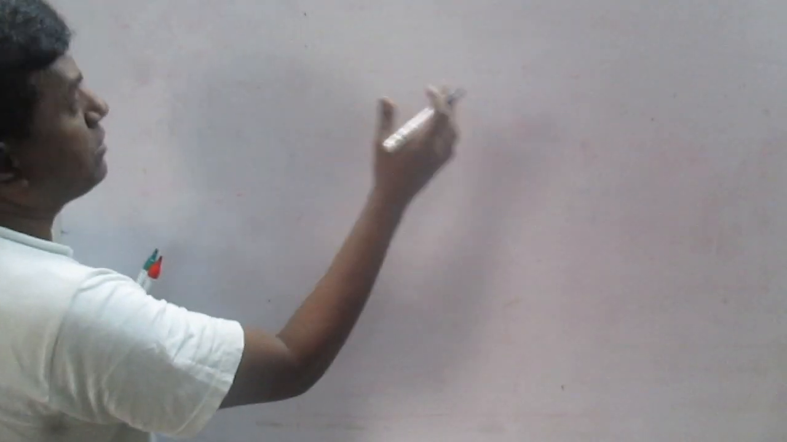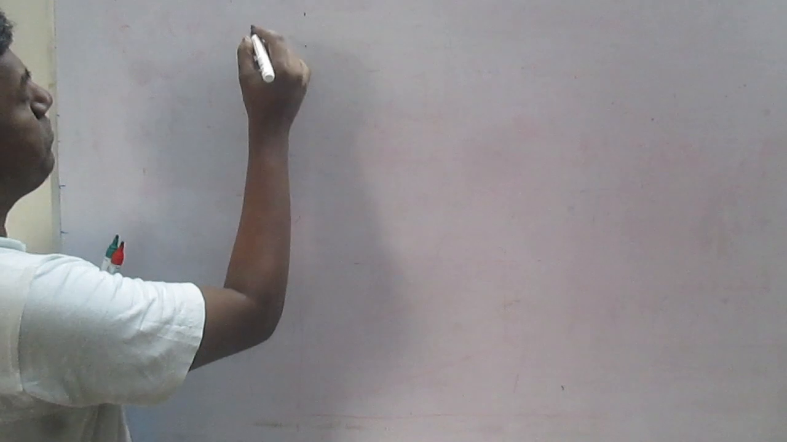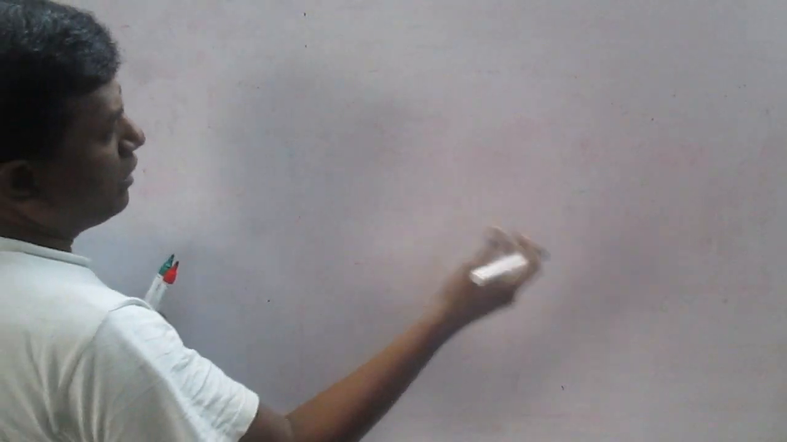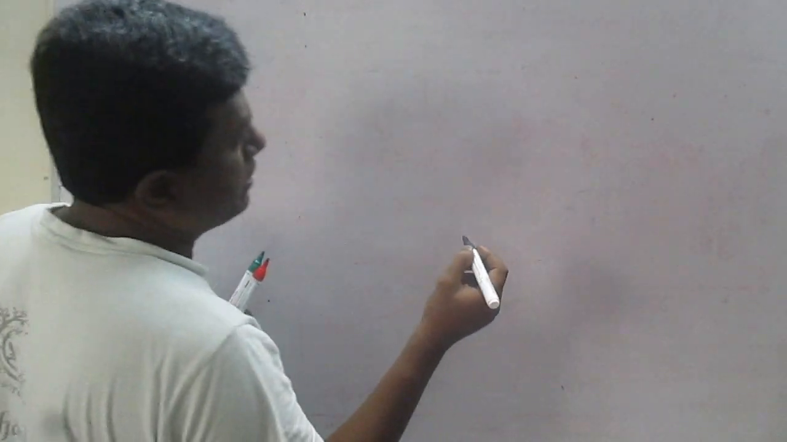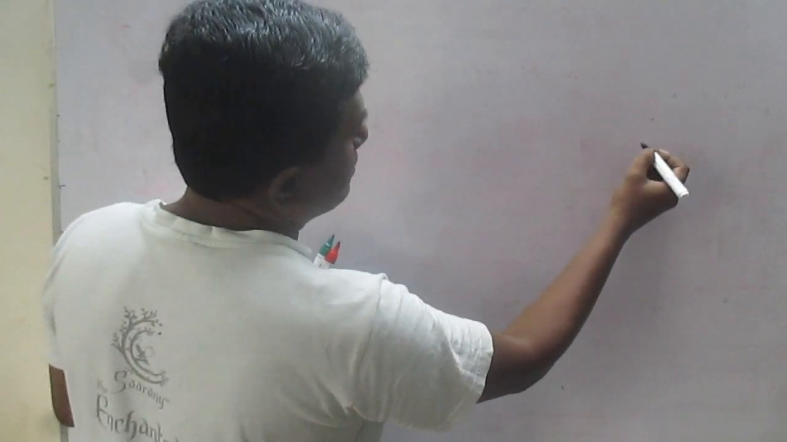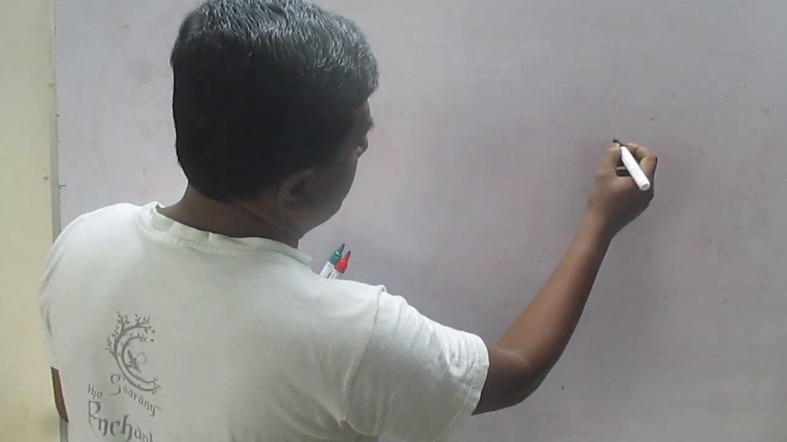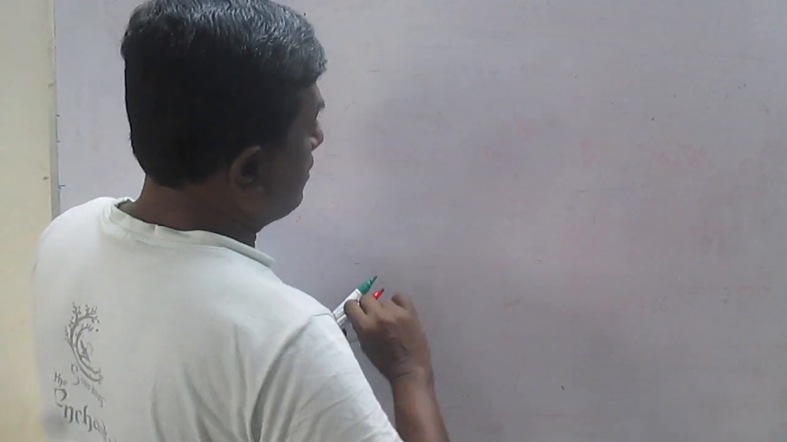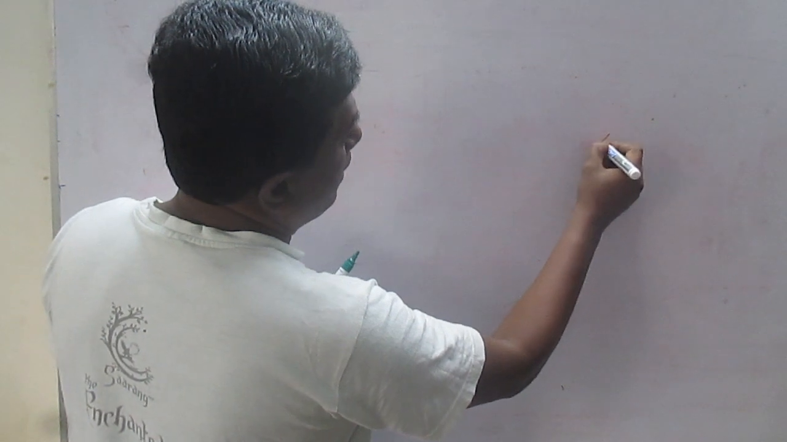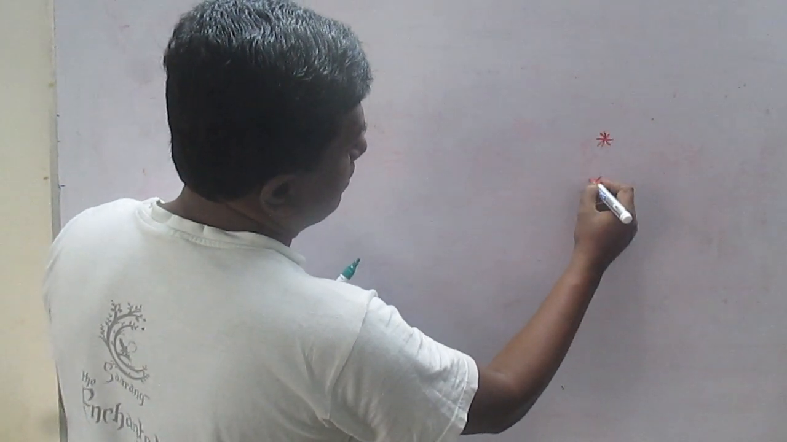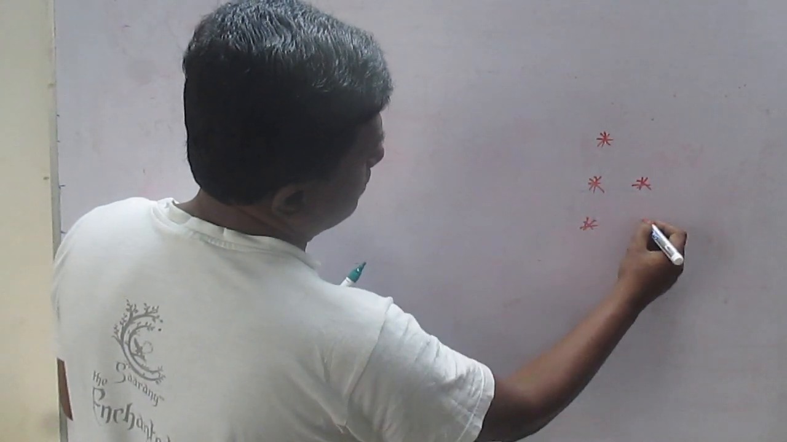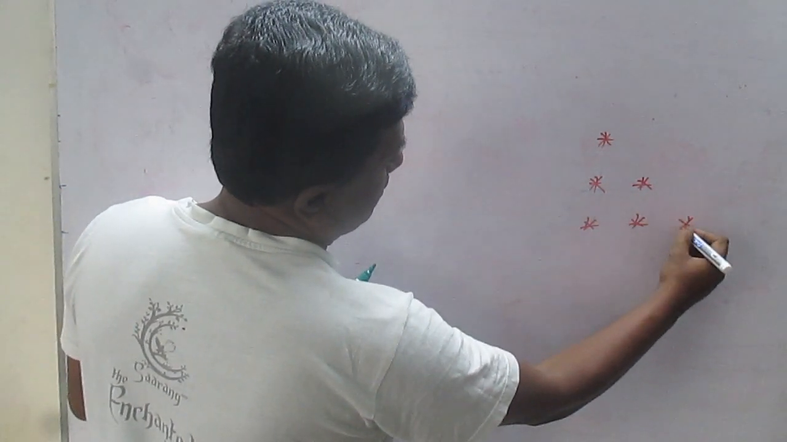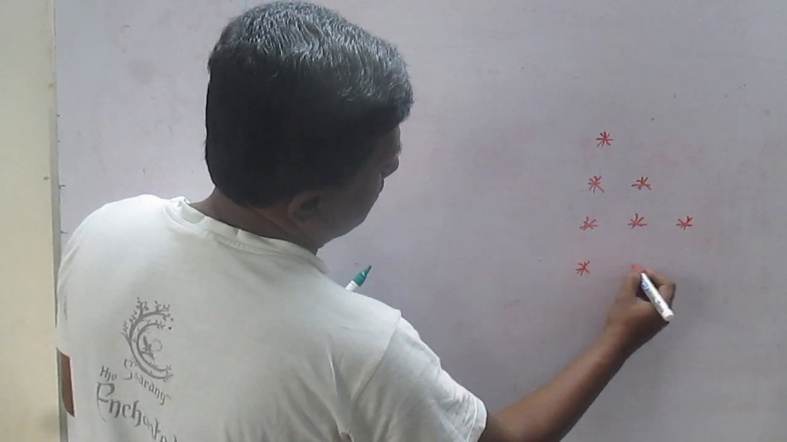Today we will see the for loop. By using the for loop, we are going to print a pattern. Let's say that we have a pattern something like this. This is our pattern. Then how can this be printed? Like this.